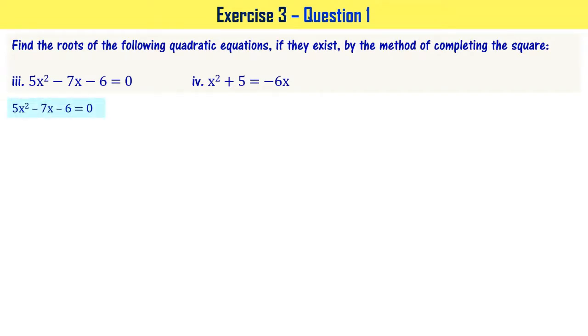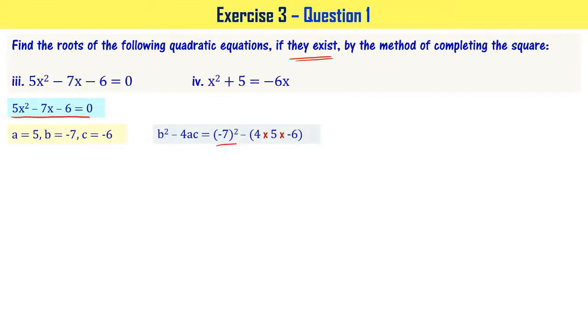equal to 0. First, we have to find whether roots exist for this particular equation or not. For that, we have to find the value of b square minus 4ac, right? Let's find the value of b square minus 4ac. To do that, let me see what the values of a, b and c are. For that, I'm going to compare the given equation with ax square plus bx plus c equal to 0, so that I can say a equal to 5, b equal to minus 7 and c equal to minus 6, right?